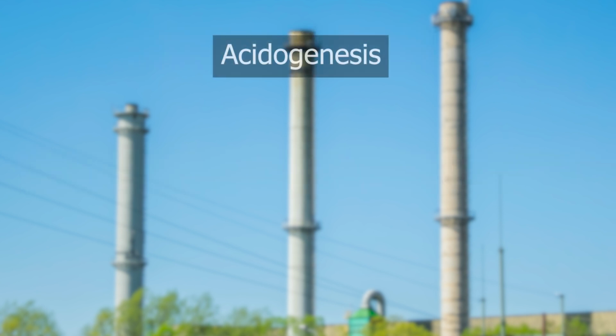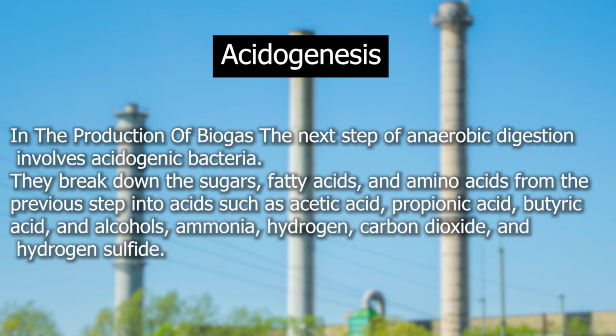The next step is acidogenesis. In the production of biogas, the next step of anaerobic digestion involves acidogenic bacteria. They break down the sugars, fatty acids and amino acids from the previous step into acids such as acetic acid, propionic and butyric acid, and alcohols, ammonia, hydrogen, carbon dioxide and hydrogen sulfide.